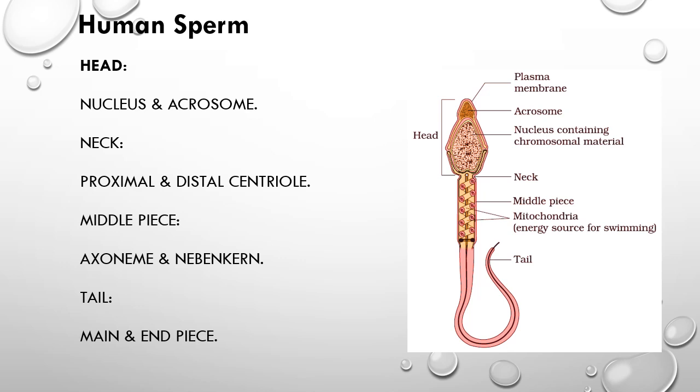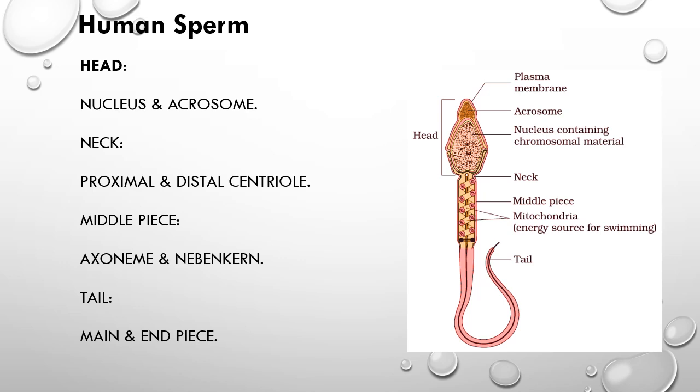Next, the neck. The neck is the middle part in between the head and the middle piece. The neck is also called the cervix. After the neck, the next part is the middle piece. The middle piece is cylindrical in its structure, and it contains centrioles and mitochondria. So the middle piece contains two important parts, namely centriole and mitochondria.